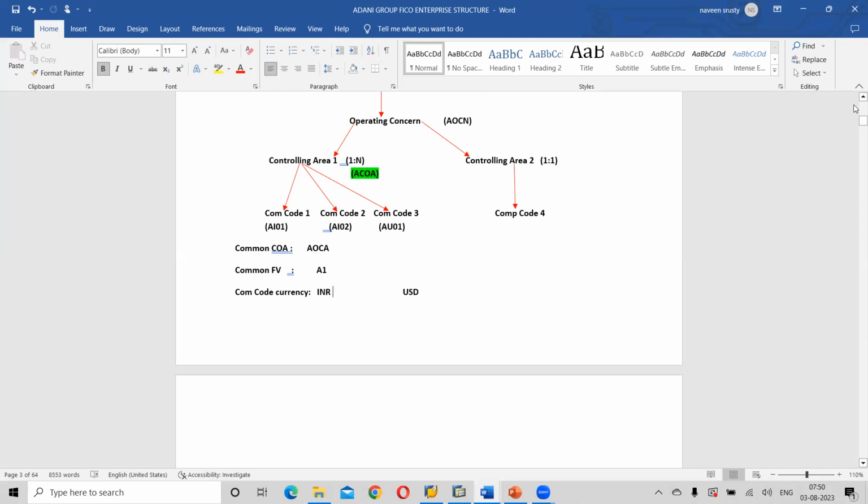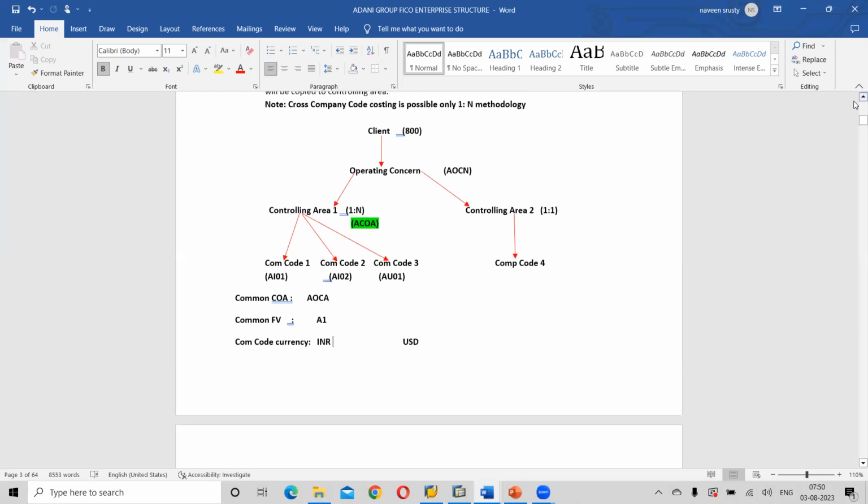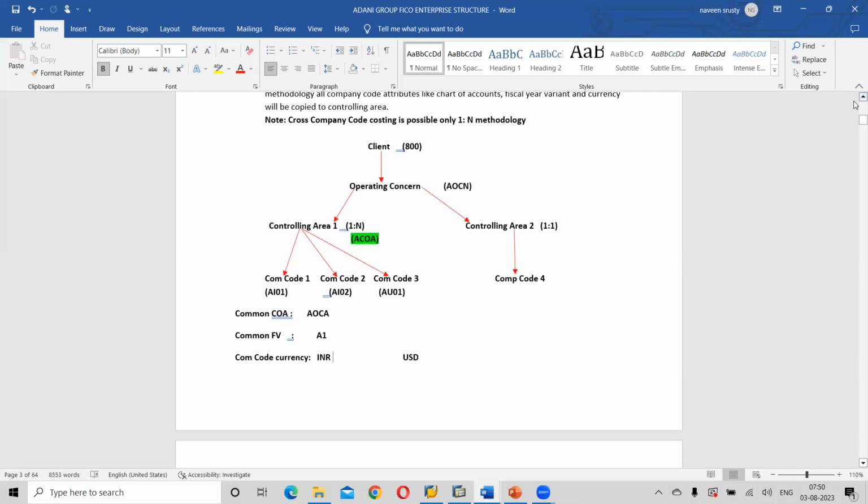Any questions here? Sir, one question: in controlling area 1:n, when we're talking about 2 Indian and 1 US company, what if the US company follows fiscal year variant K4? Then the 1:n methodology will not work here? Yes, 1:n methodology is not going to work. We need to make a separate controlling area if it is following a separate fiscal year variant. Okay, sir. Thanks. Clear? Just write down this picture.